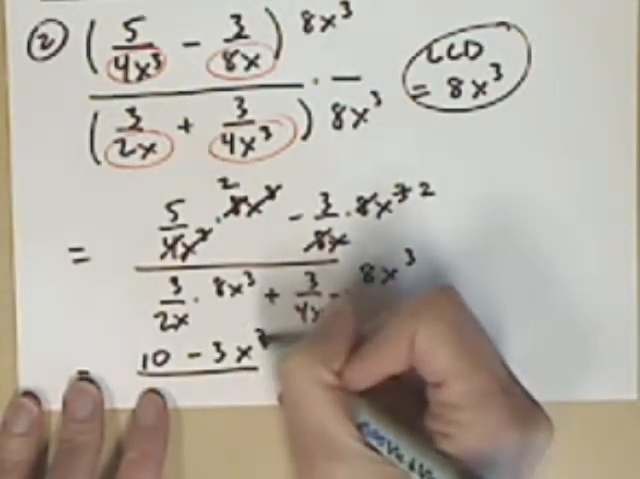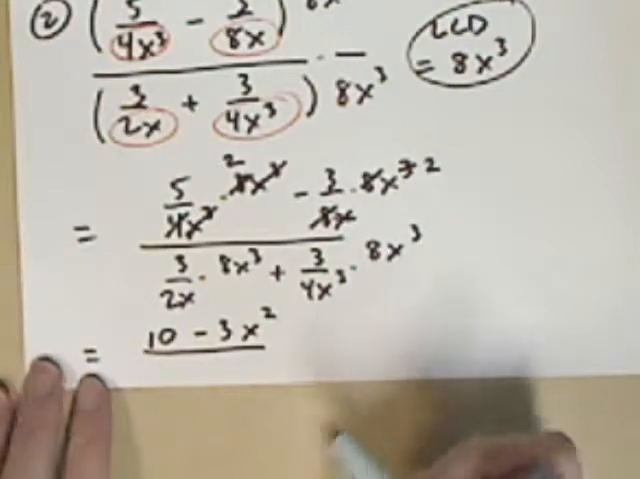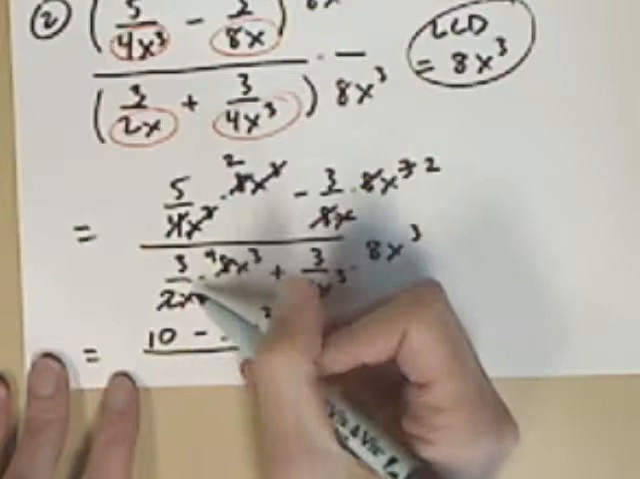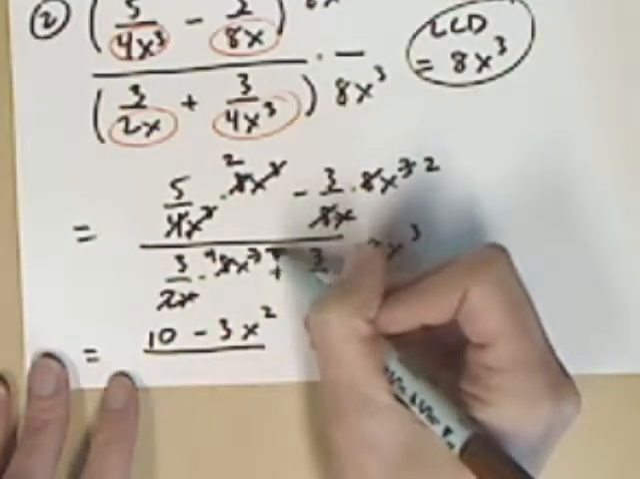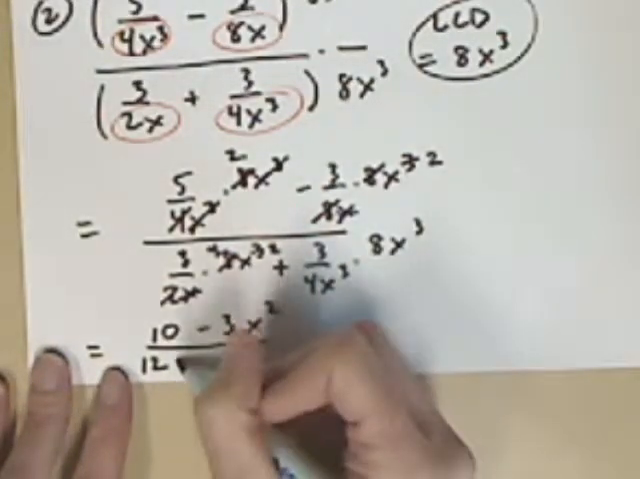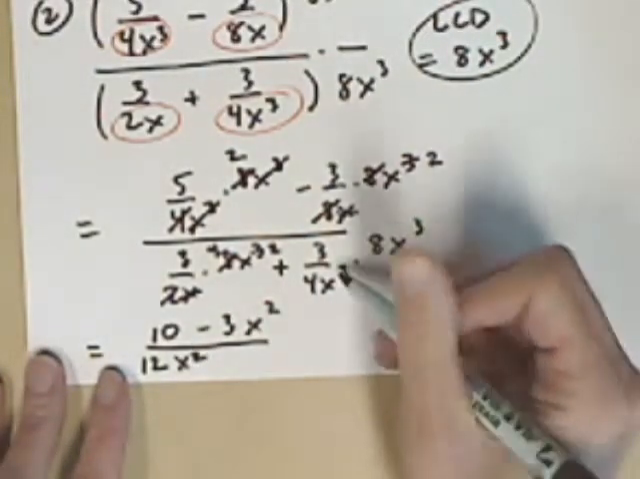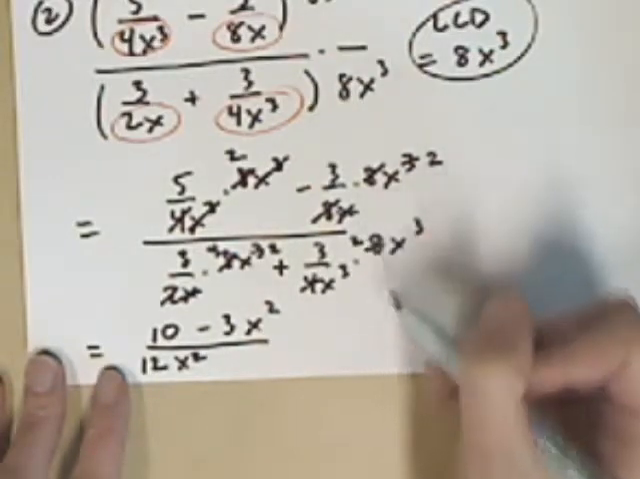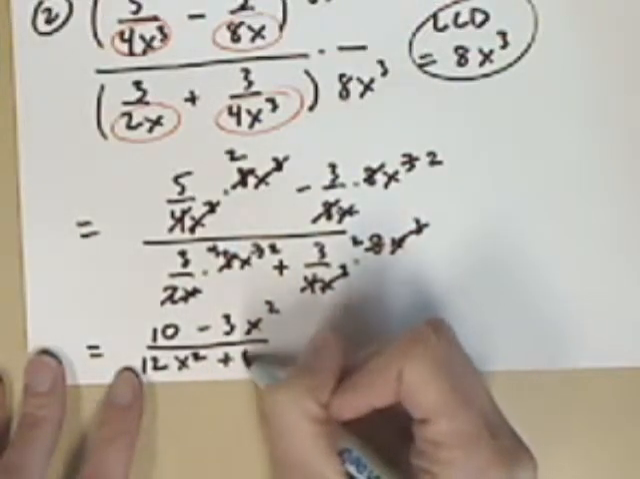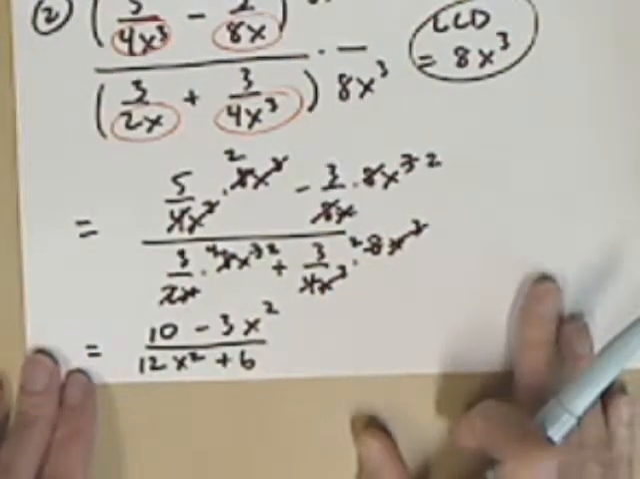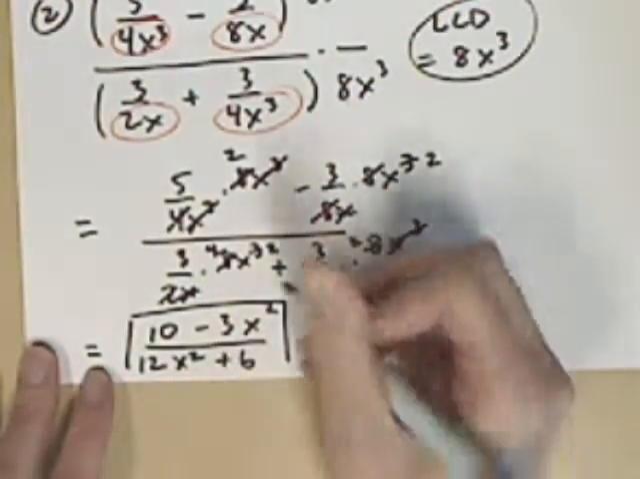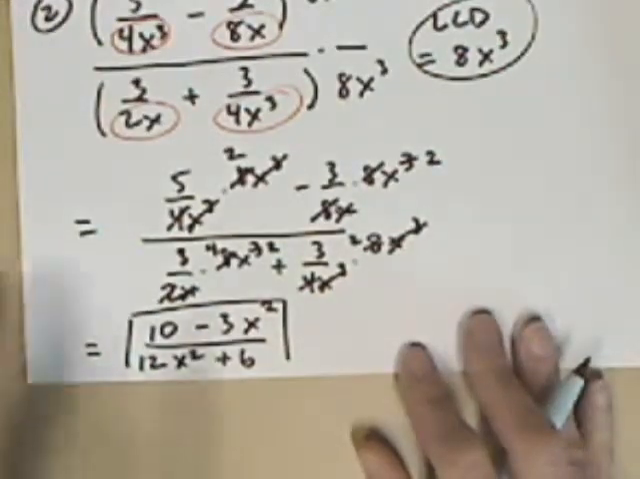In my denominator, so far so good, 2 goes into 8, and it leaves me with a 4. X cancels with one of these x's, and I've got 2 left over. So I have a 3 and a 4, so that would be 12x squared. And finally, the 4 goes into 8 twice, and the x cubes cancel. I've got 3 times 2, which is 6, plus 6. That's my answer. There's nothing else I can do. I can't factor out anything that will allow me to cancel. So I'm going to leave it just in this form.